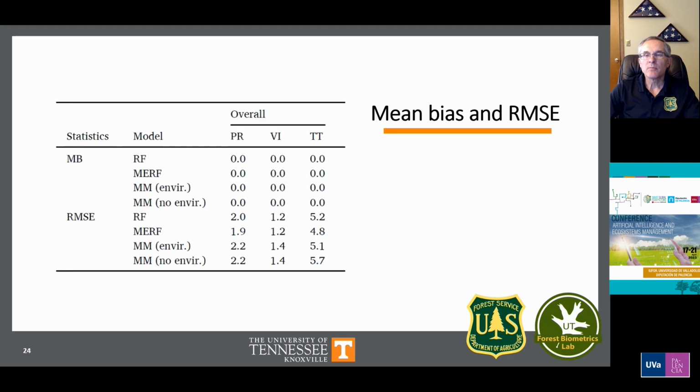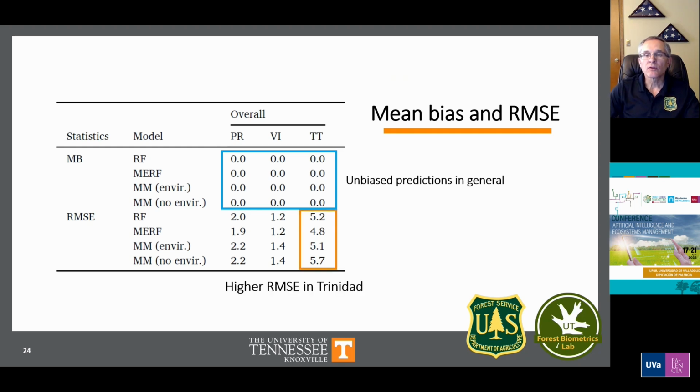Now let's look at the model's mean bias and root mean square errors. In general, all the models show unbiased predictions, regardless of being parametric or non-parametric. But here we see the root mean squared errors in Trinidad compared to the other islands, and that of the MRF model produce slightly higher precision levels compared to the other candidate models.